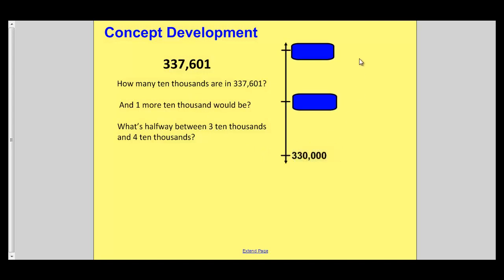One more 10,000 would be 340 10,000s. My midway point would be 335,000. So make sure that you're labeling this with me. If you need to catch up, just press pause.